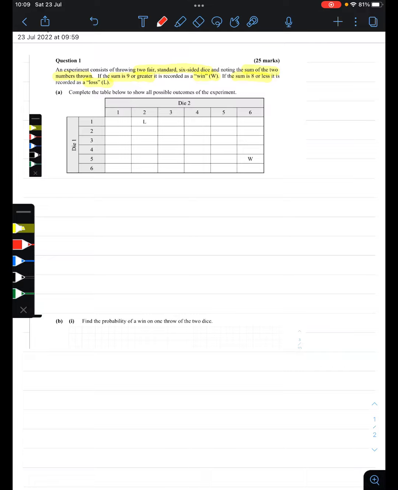Let's call the result from dice 1 D1. That can take numbers from 1 to 6, and it takes those numbers with equal probability because it's a standard fair die. And let's say the result from dice 2 is D2.